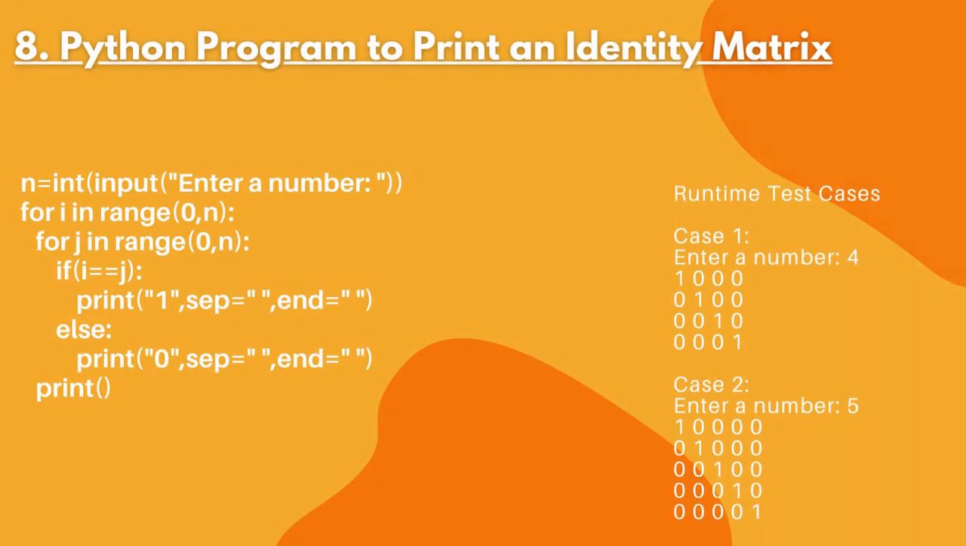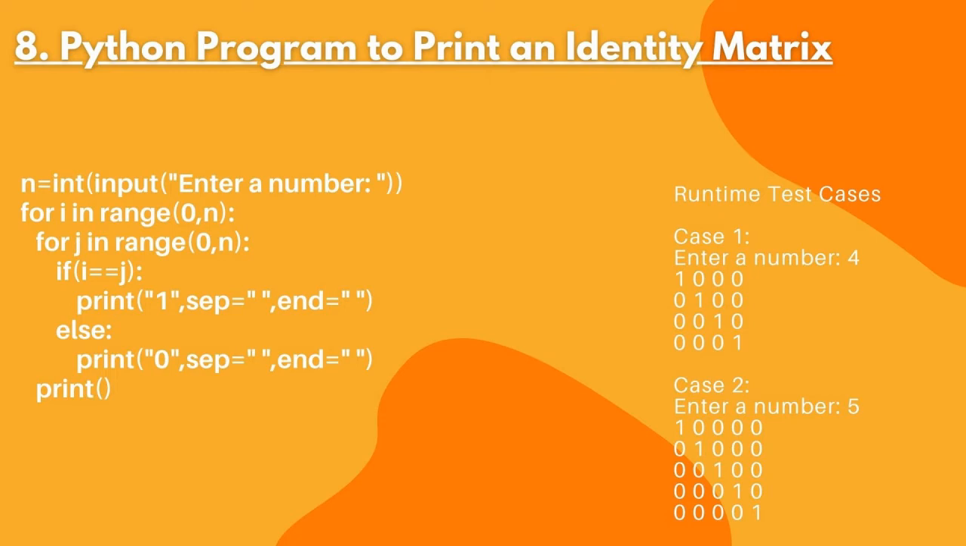This is a Python program to read a number n and print an identity matrix of the desired size. The problem description is that the program takes a number n and prints an identity matrix of the desired size. The problem solution should be like this.